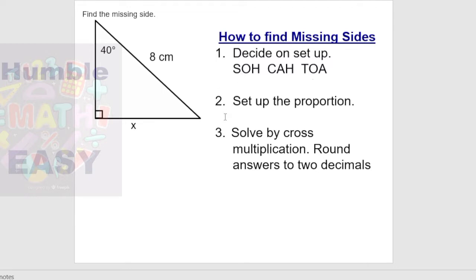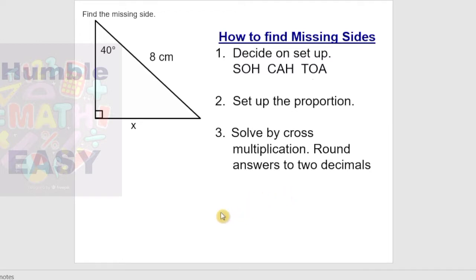And then the second one is we're going to set up the proportion based on the given SOHCAHTOA ratio, or the trigonometric ratio that we have. And then we're going to solve further through cross multiplication, or using the property of equality. And then we're going to get the answer using two decimal places.